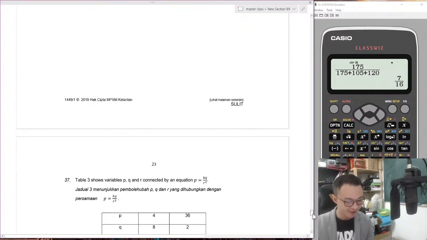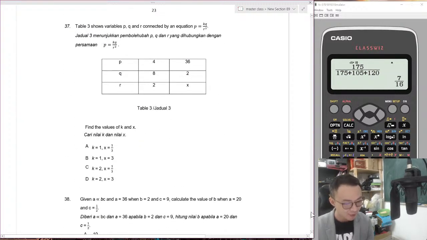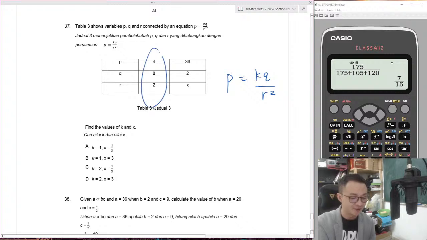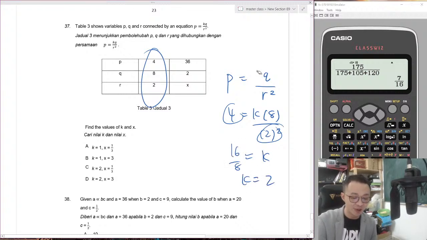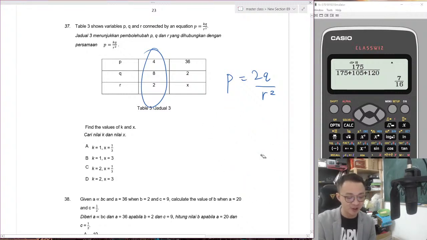Okay, 37. Alright, this is variation. They give you already, then you just need to find the K here. Take the first combination. P is 4, Q is 8, R is 2. R squared, 2 squared. Then this multiplied here is 16. 16 divided by 8, K equals 2. Then I will insert the 2 into here. You just solve it, it's not very hard.